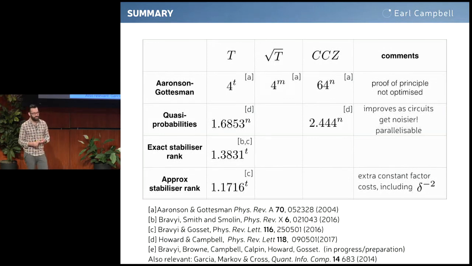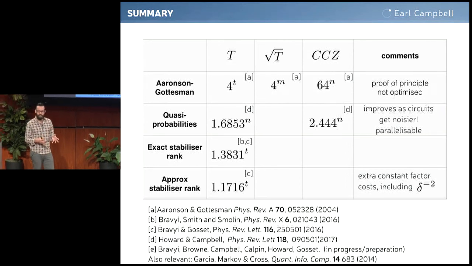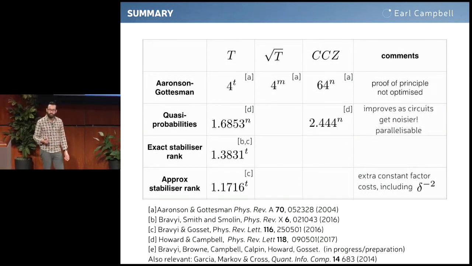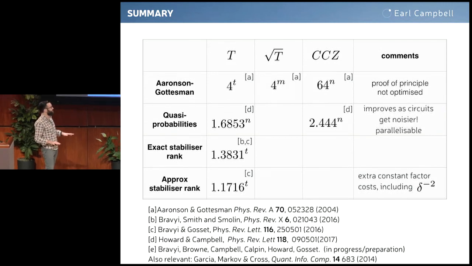The other possible advantage to using quasi-probability simulators is that it's one of these embarrassingly parallelizable problems. The overhead is the number of samples that we have to choose and then run the simulation. So we could have many, many different computers choosing samples and then adding up all the results at the end. So we could massively parallelize it. It's less clear to me the extent to which the stabilizer rank methods can be parallelized, although it's definitely something worth looking at. Having said that, the exact and approximate have much better exponential scaling.